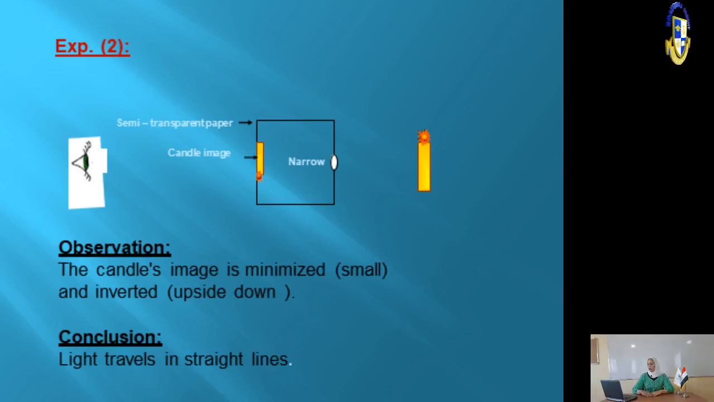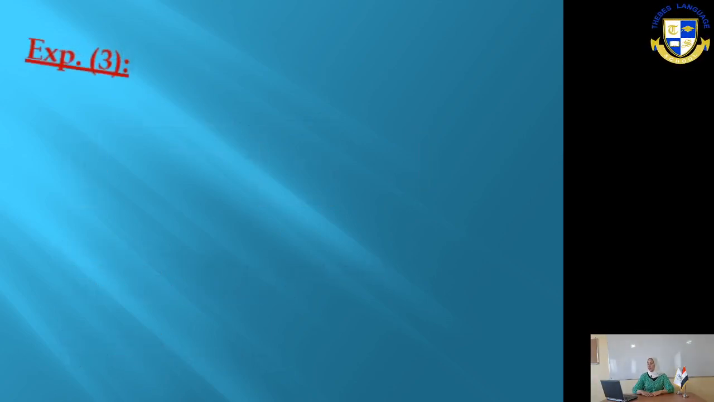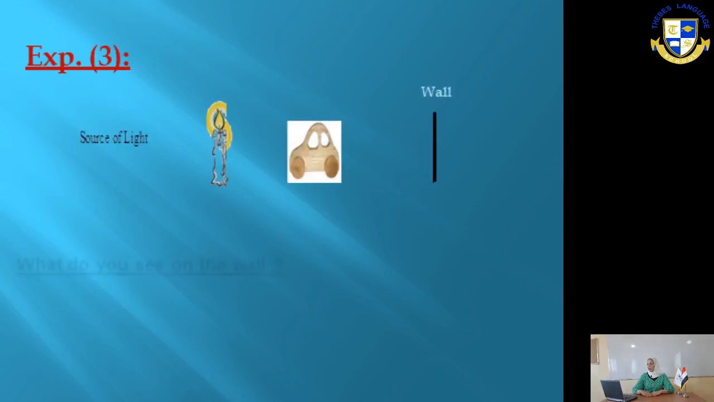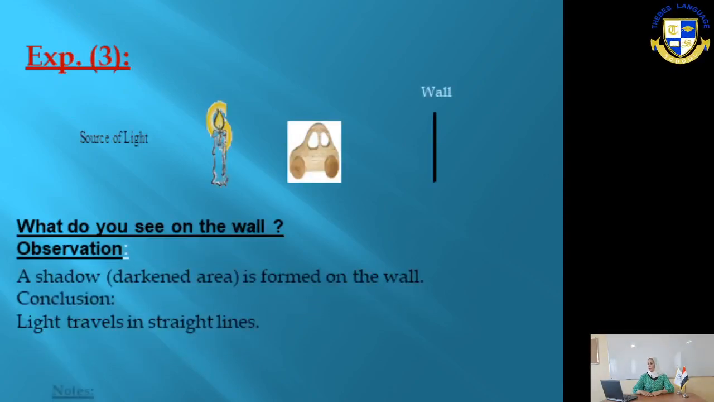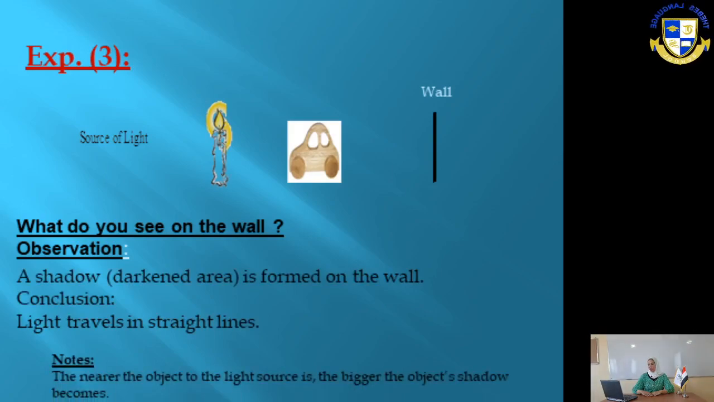Slide 3. Here we can see the shadow of the car on the wall because light travels in a straight line. What is meant by shadow? It's a darkened area formed on a wall or on an object due to light falling on an opaque object. The nearer the object is to the light source, the bigger the shadow, and the farthest object has the smallest shadow.